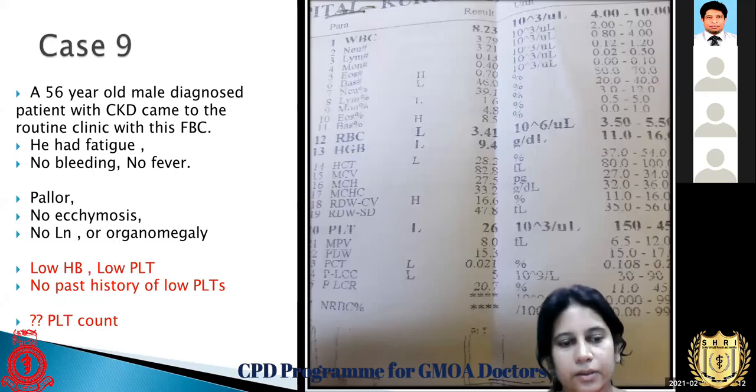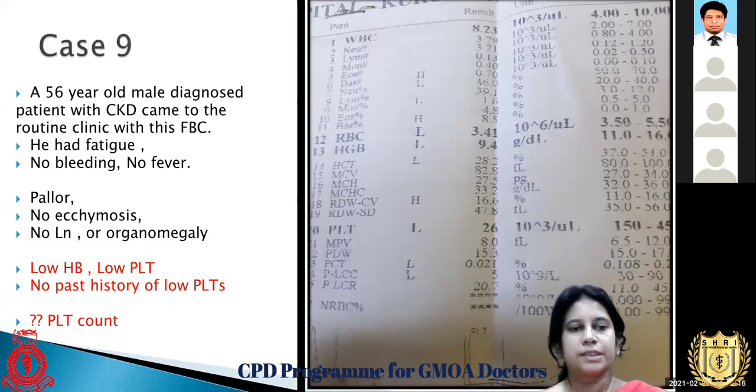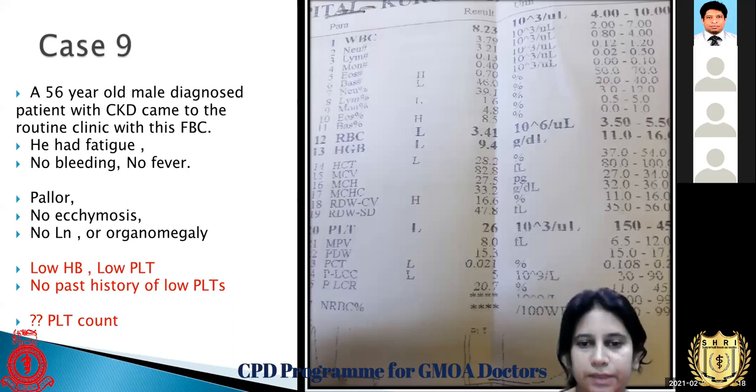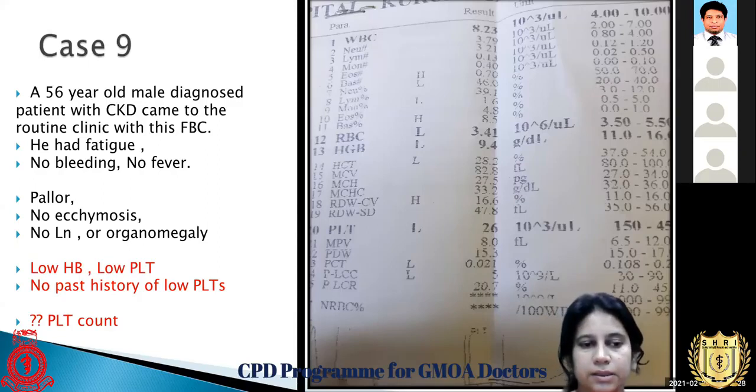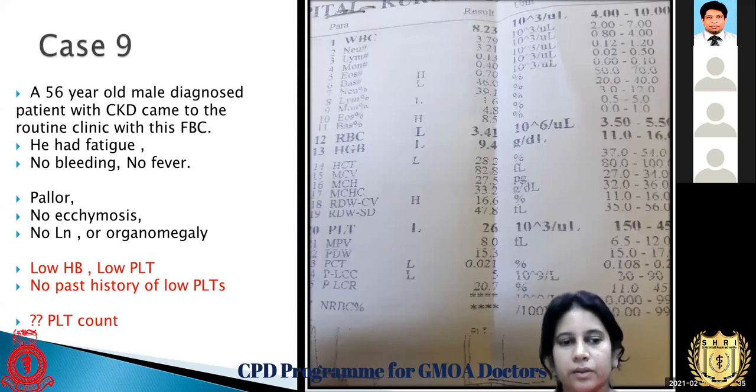Okay, again we are talking about platelets. Case number 9. A 56-year-old male, a diagnosed patient with CKD, comes to your clinic with a full blood count. He had fatigue, no bleeding, no fever, pallor, no ecchymosis, no lymph nodes, no organomegaly. Basically, the patient comes to your routine clinic with pallor, but no other positive findings.